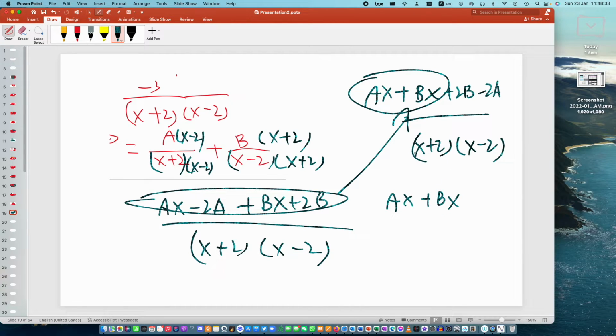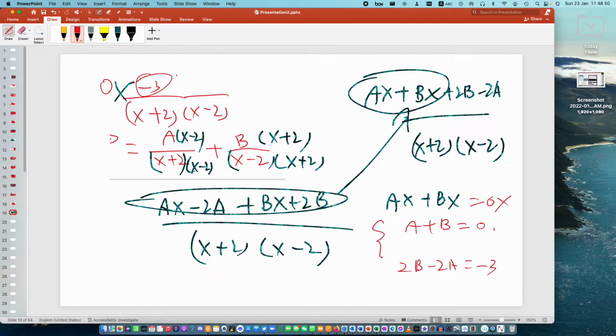Do you have an x term here? There is no x term. So you assume it's 0x. So a plus b is equal to 0. Then after that, 2b minus 2a minus 3, right?